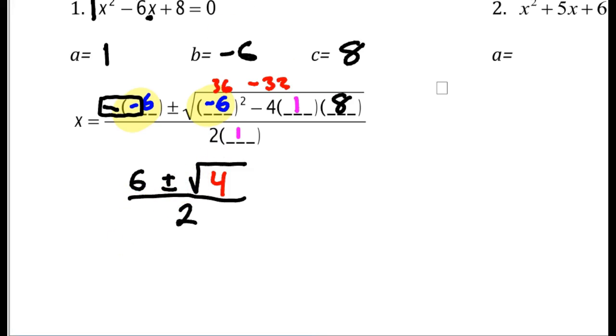Alright, let's just simplify the square root and just rewrite it. Instead of having square root of 4, let's just rewrite it with 2. So we have 4 plus or minus square root of 4, which is 2.